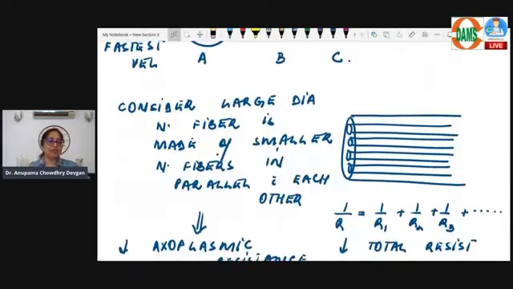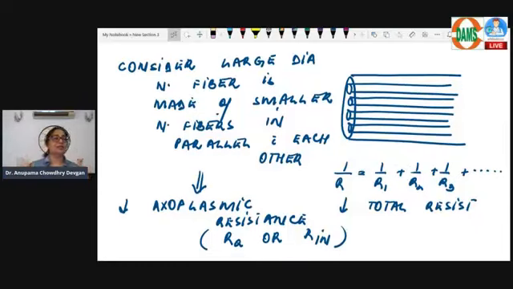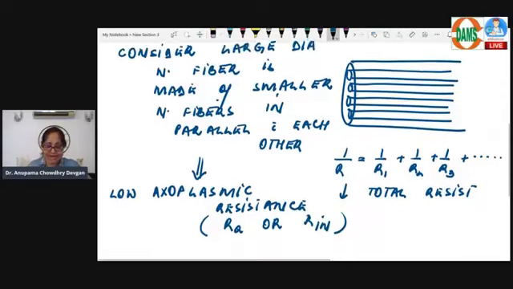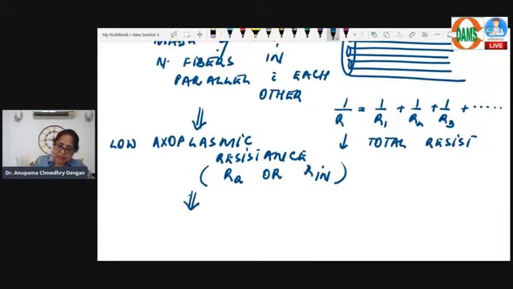Another way to understand what is the effect of diameter on velocity is, consider that a large diameter nerve fiber is made of smaller diameter nerve fibers in parallel with each other. And whenever you have anything in parallel, I've just told you that the total resistance decreases. So a large diameter nerve fiber has a low axoplasmic resistance, and axoplasmic resistance can be written as RA or R in. And if the resistance is less, what will happen to the velocity? Faster the velocity. Less the resistance, faster will be the velocity.